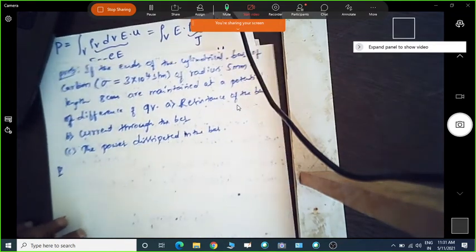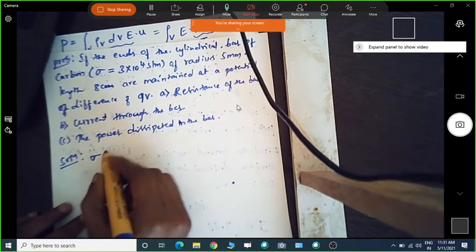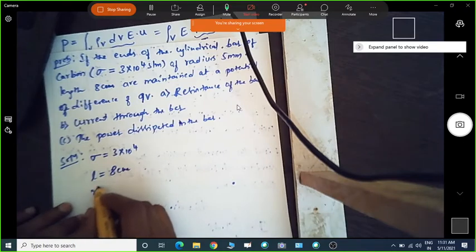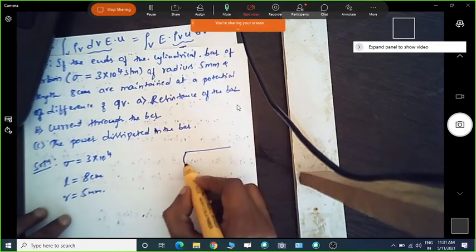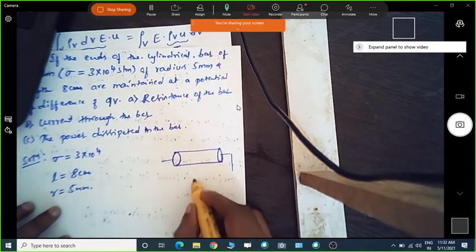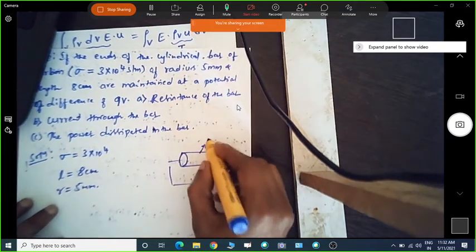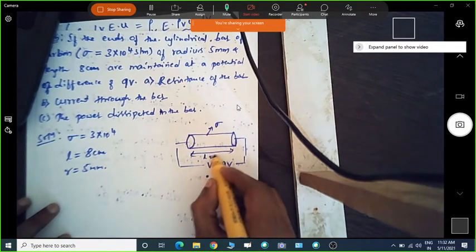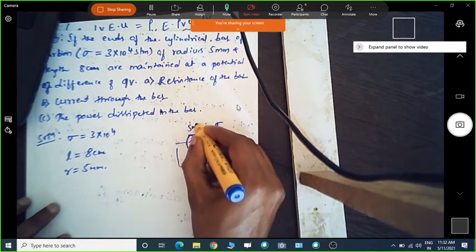So what is the data which is given? We have sigma equal to 3 into 10 power 4, length 8 centimeter, and radius 5 millimeter. So we have some cylindrical bar, maintained with the potential difference V equal to 9 volt, made up of carbon, having sigma 3 into 10 power 4, length 8 centimeter, and the radius of the cylindrical bar is 5 millimeter.